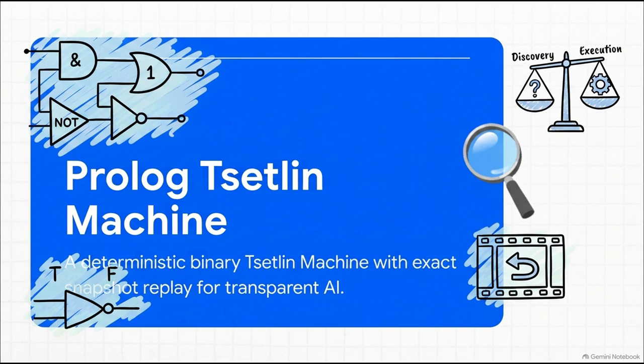At its core, the PTM is a deterministic, scalar, binary Setlin machine. Now, unlike neural networks that rely on continuous floating point weights, which, let's face it, are essentially giant complex math equations, Setlin machines learn patterns using straightforward AND, OR, and NOT gates. Think of it less like a massive math calculator and more like a high-speed sorting system made up of simple true or false logic. And the PTM implementation takes this a whole step further. It gives you exact snapshot replay, and it totally separates the discovery of the rules from the sheer speed of actually executing them. It is transparent, logic-based AI right by design.